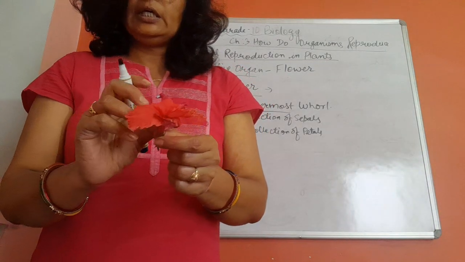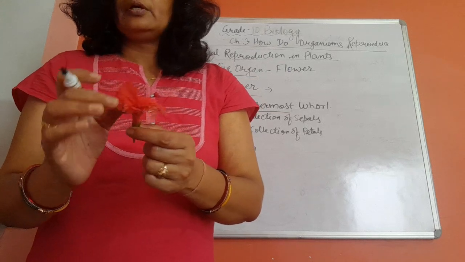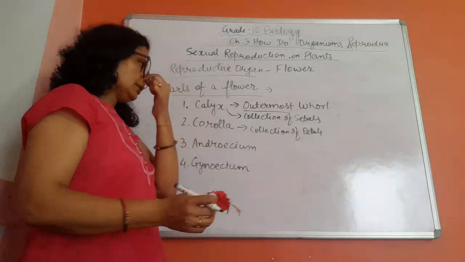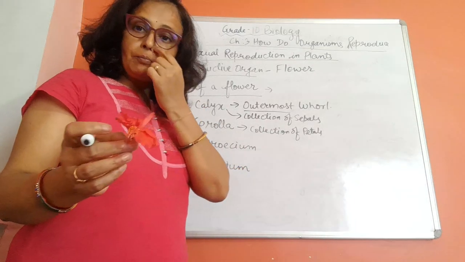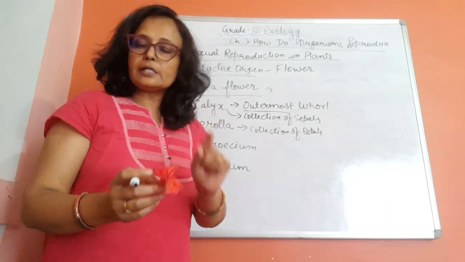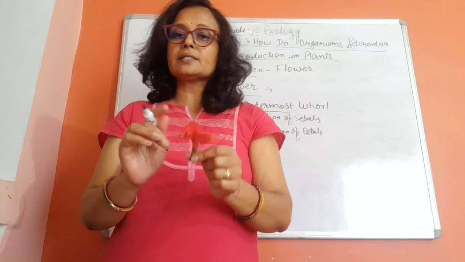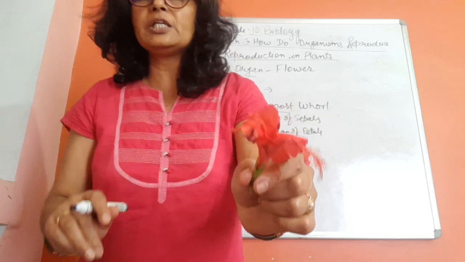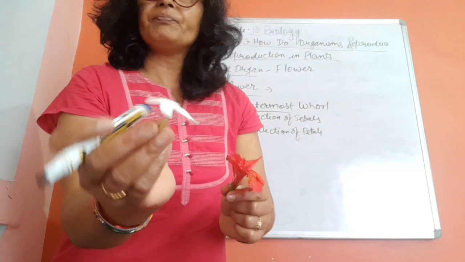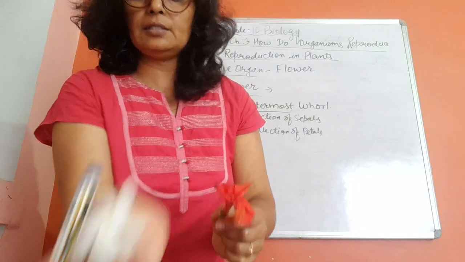So again, each petal forms a whorl collectively. That whorl is called corolla. Clear? This is very important part of a flower. Again, it is not directly participating in reproduction, but very important because insects get attracted because of these colorful petals. See, I am having one more flower. It is having white petals and shape is like this.